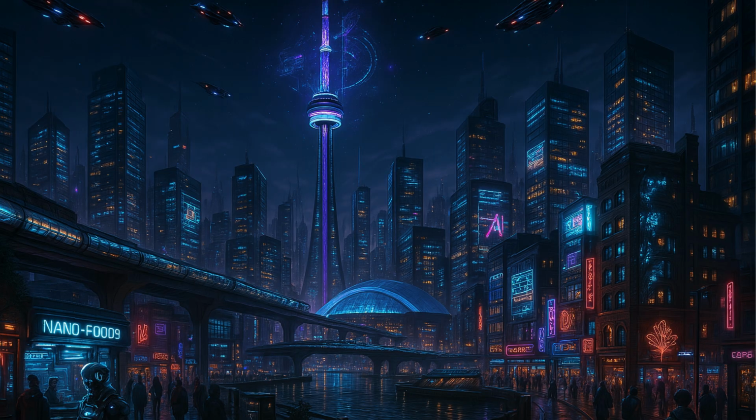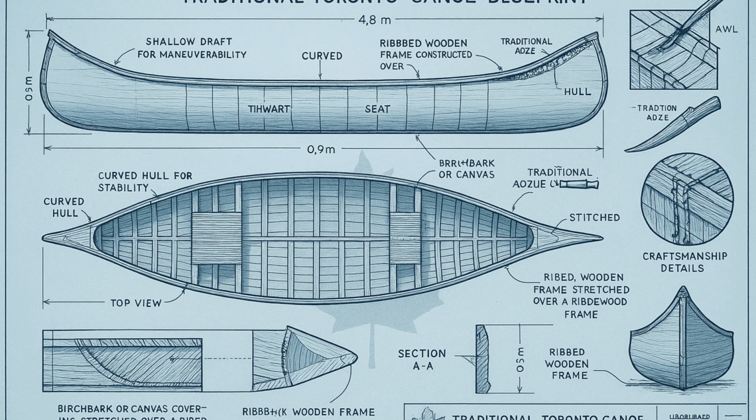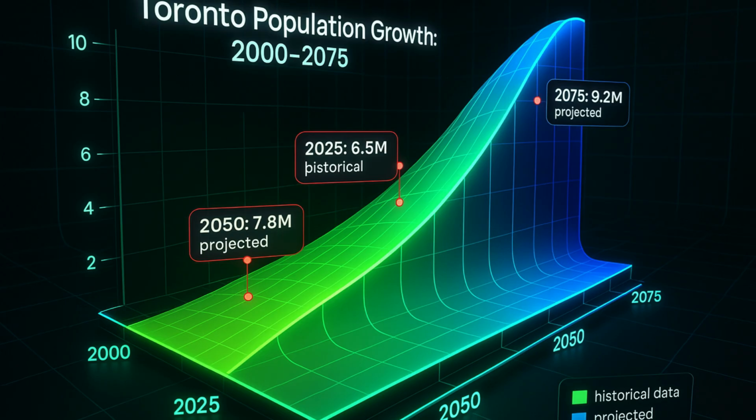Here are a few examples of how you can use ChatGPT's new image generator in your classroom. Picture engaging your technology class in a lively debate with a futuristic cyberpunk cityscape to explore future tech advancements, or visualize helping students grasp engineering concepts through a detailed blueprint of a canoe, sparking conversations about design and craftsmanship. For math, quickly generate a 3D population growth graph, making data analysis vivid and understandable.